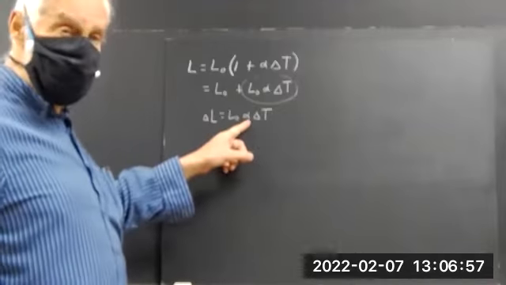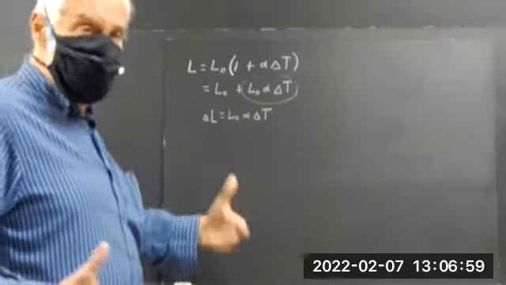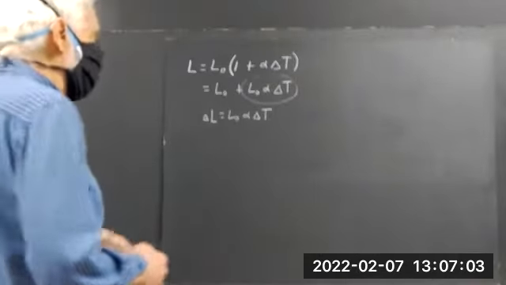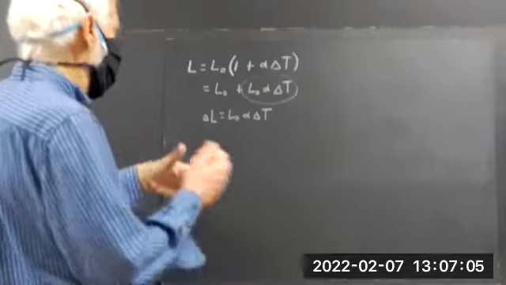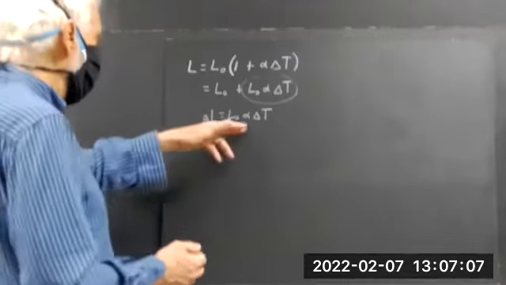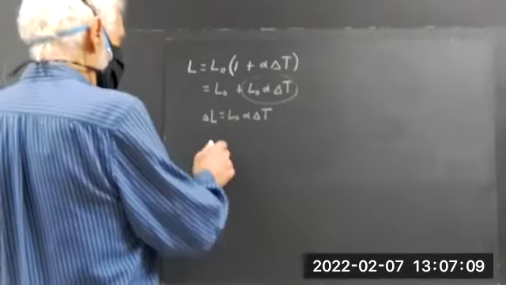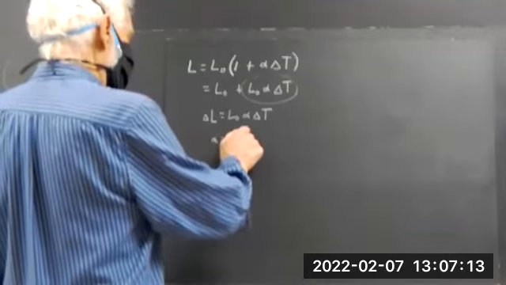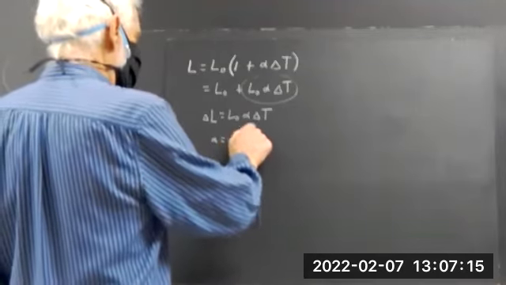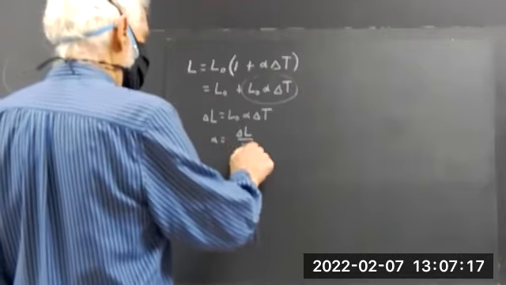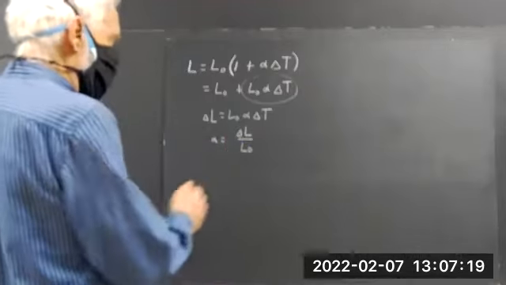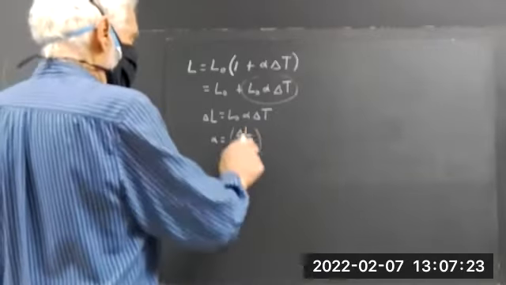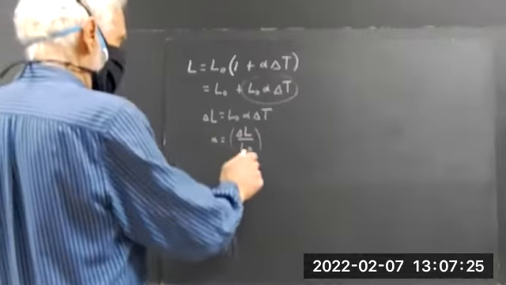And alpha is a measure of the rate, with respect to length and change in temperature, at which length changes. So alpha equals delta L over L naught, okay, which is the proportional change in length.